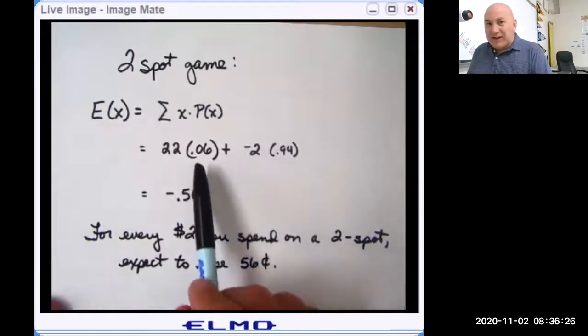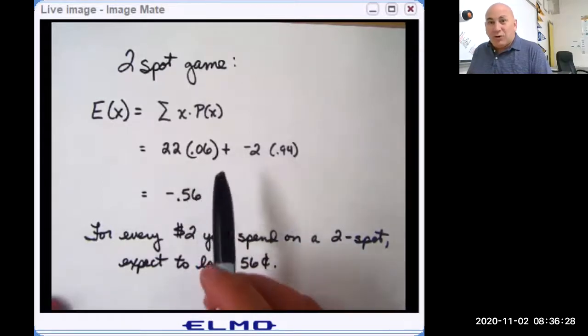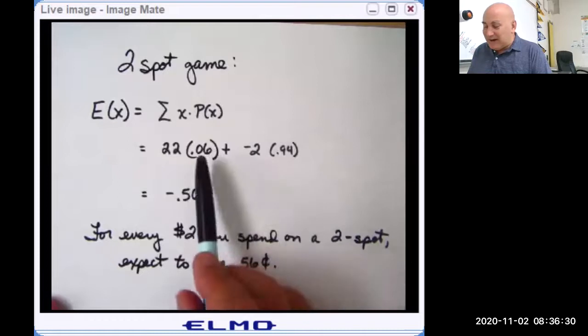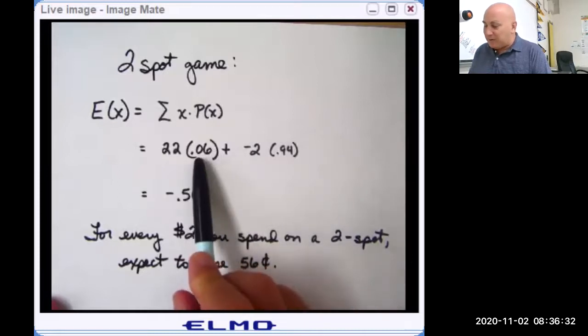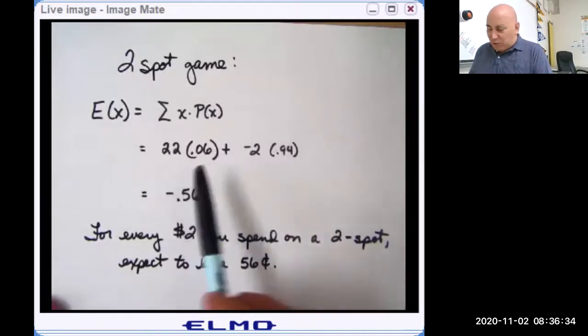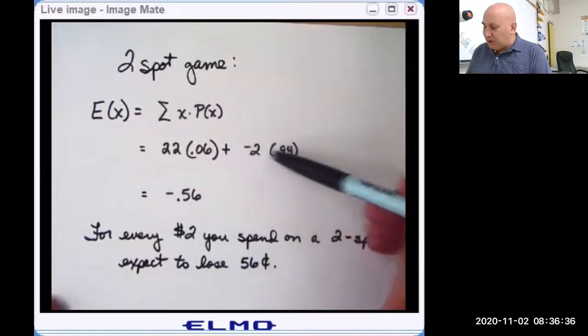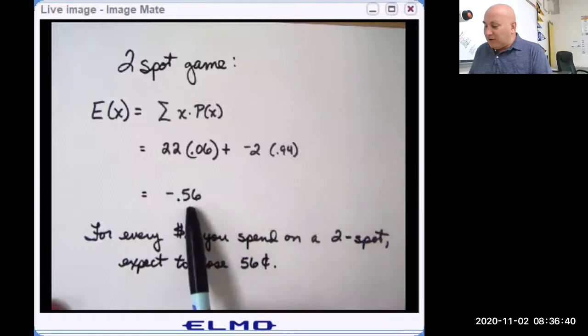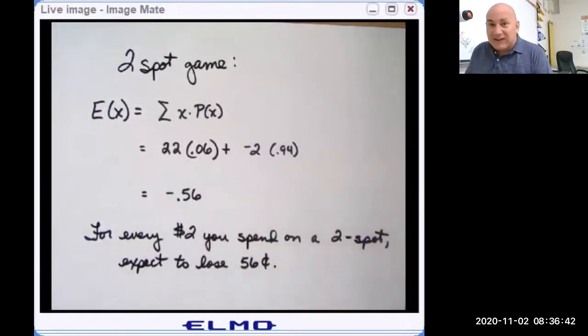So multiply 20 out of 80 times 19 out of 79, and I rounded here. And then, of course, if you lose, you lose all $2, and there's a 94% chance of that. So now you're going to lose 56 cents. Not 50 cents on a $2 game. You're going to lose 56 cents on a $2 game, which is worse than the $1 game.